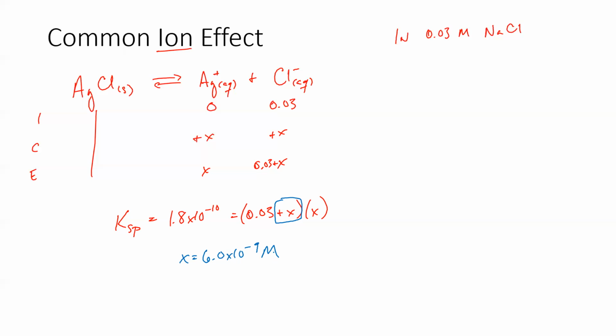And so the other one was something times 10 to the negative 5. This is times 10 to the negative 9. So our solubility goes way down. Solubility decreased by a factor of 10 to the 4th, right? So that's 10,000 fold, 10,000 times less soluble in a solution that's just 0.03 molar sodium chloride.